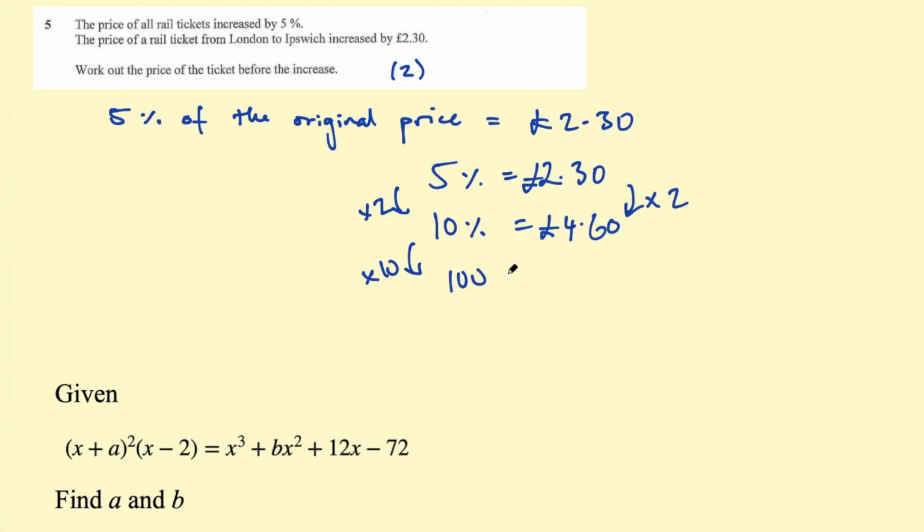Okay? That's a pretty straightforward method, right? You could multiply by 20 in one go, but taking a couple steps is absolutely fine. So then we get 4.6 multiplied by 10, which is £46. That's your final answer.